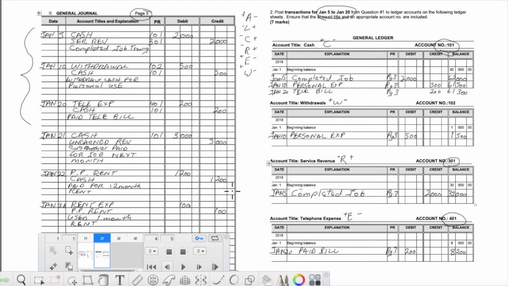Oh, we didn't do that. Remember, we're only logging. We only did the January 20th, right? So we don't have an unearned revenue account right now, but we would. So we don't need to worry about this one here. But it would be 101 if it was logged. But we only did up to the telephone bill is all we did. All right. And that's it. I hope that makes things a little clearer.